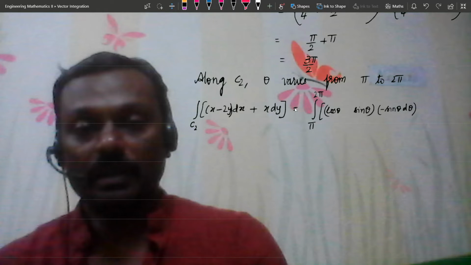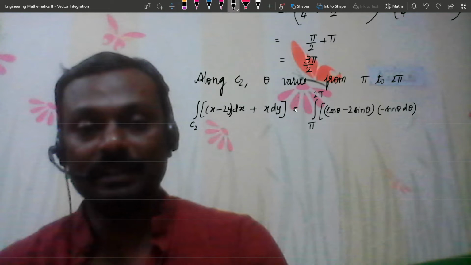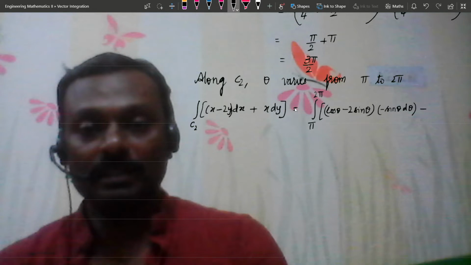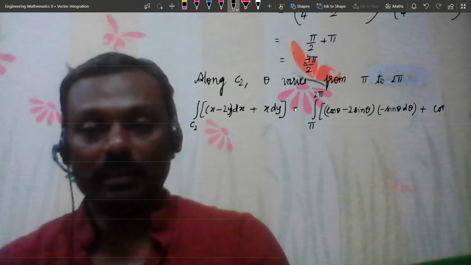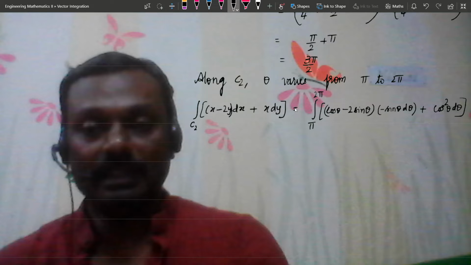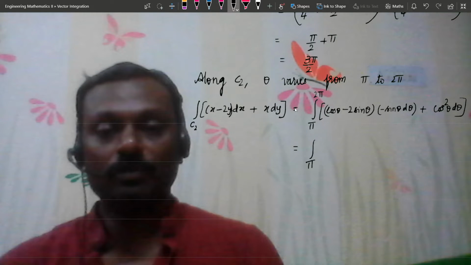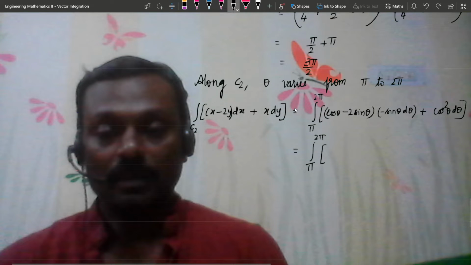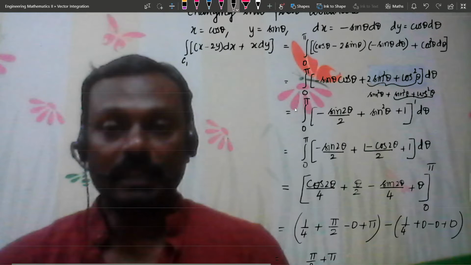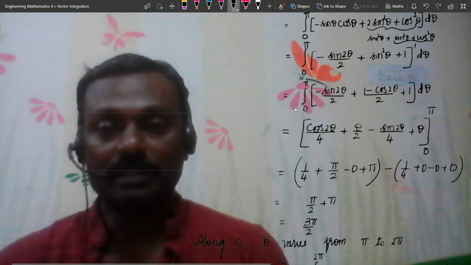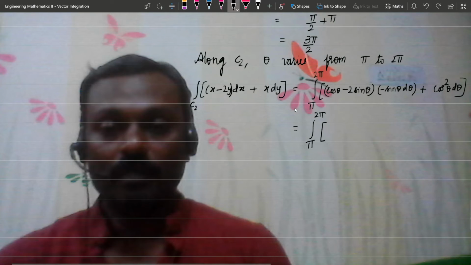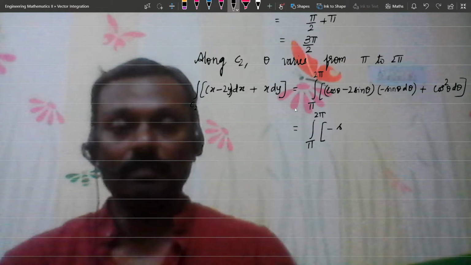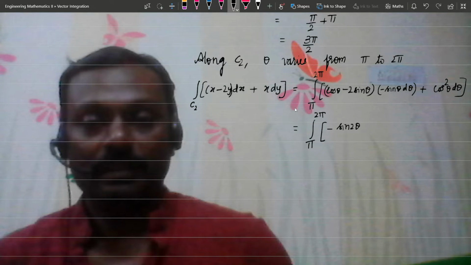and opening up the brackets and applying the identity as in the previous integral, let us write down the step directly, because we have to repeat the previous integral as such. So we have, same as in the previous case, minus sin 2 theta by 2 plus sin square theta plus 1 d theta.